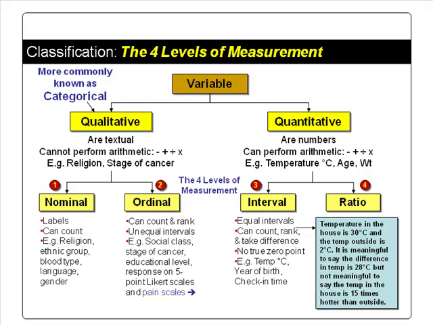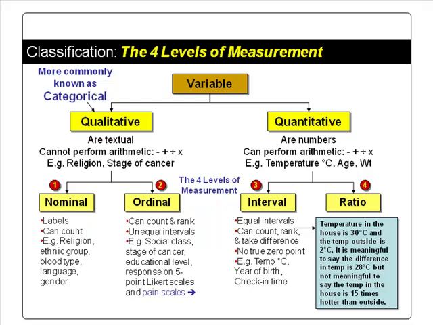For example, the temperature in the engine room is 30 degrees Celsius, and the temperature outside is 2 degrees Celsius. It is meaningful to say that there is a difference in temperature of 28 degrees Celsius. But it is not meaningful to say that the temperature in the engine room is 15 times hotter than outside.